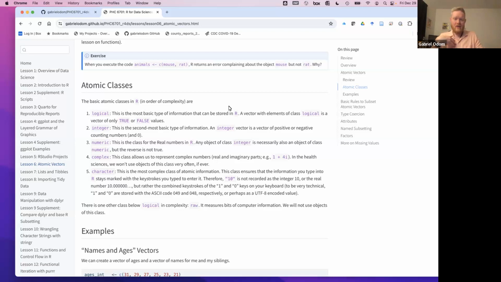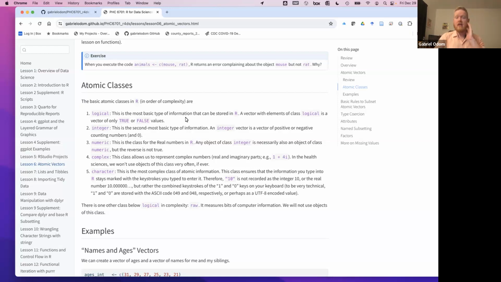For this class, I really want to talk about four of these. I'm going to mention six, but I'm only going to talk about four. And these are in order of complexity, in terms of what we would actually interact with. Whenever we're writing our code, we're going to be interacting with four different types of atomic vectors, and we're going to have these in order of complexity.